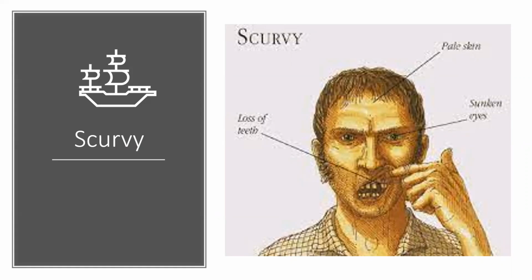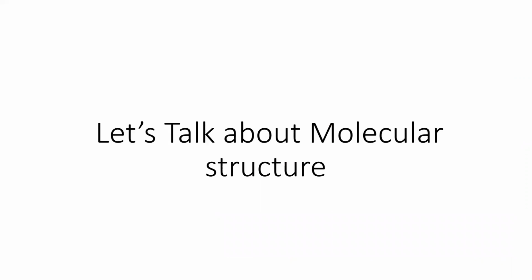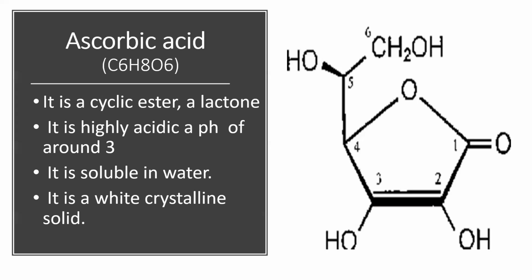That's really cool. But let's talk about the molecular structure. Ascorbic acid is a cyclic ester, a lactone, and is highly acidic with a pH of around 3. It is also soluble in water and is a white crystalline solid. It is soluble in water because it's polar at the hydroxyl groups.